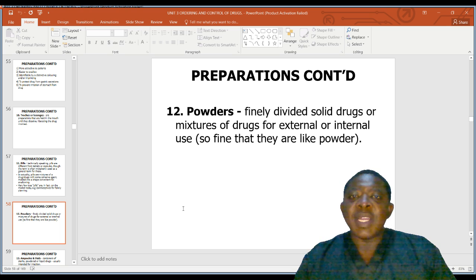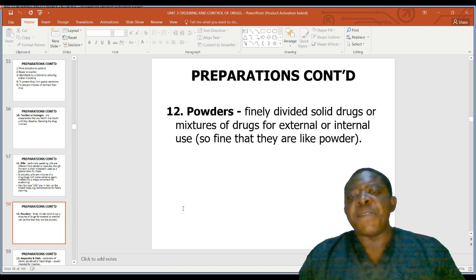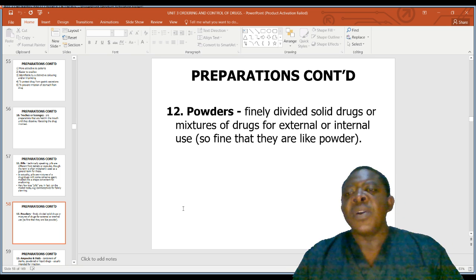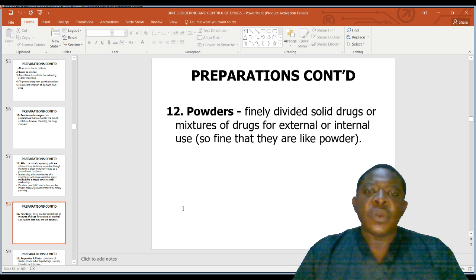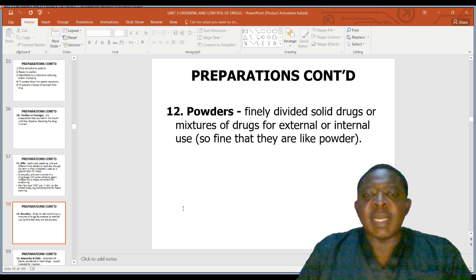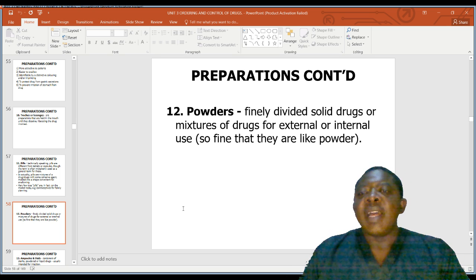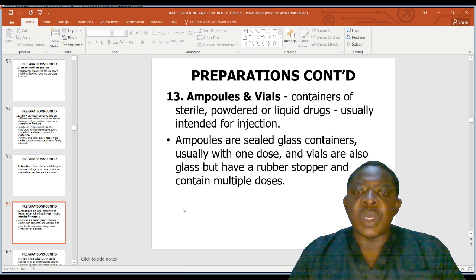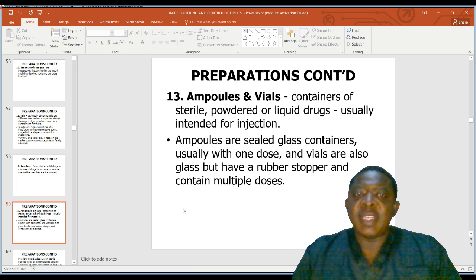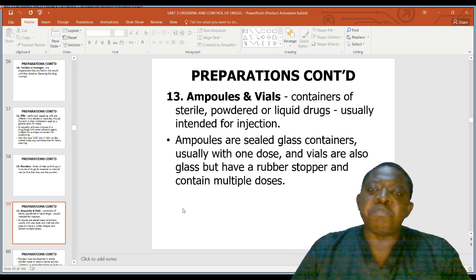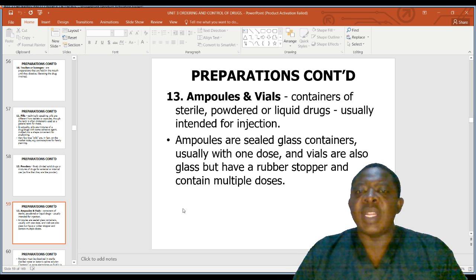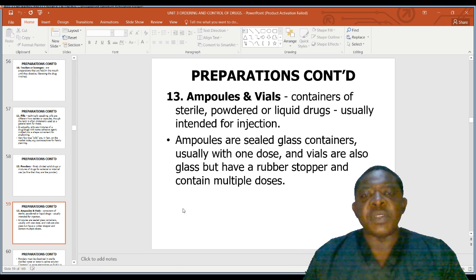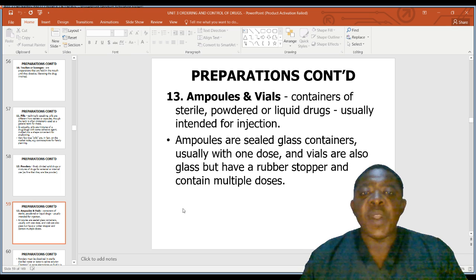Then powders as one of the preparations. These are finely divided solid drugs or mixtures of drugs for external or internal use. So they are such a fine powder, like millimil, so fine that they are like a powder. Then we have ampoules and vials. These are containers of sterile powdered or liquid drug, usually intended for injection. So those drugs that are usually intended for injection are found in an ampoule or a vial.